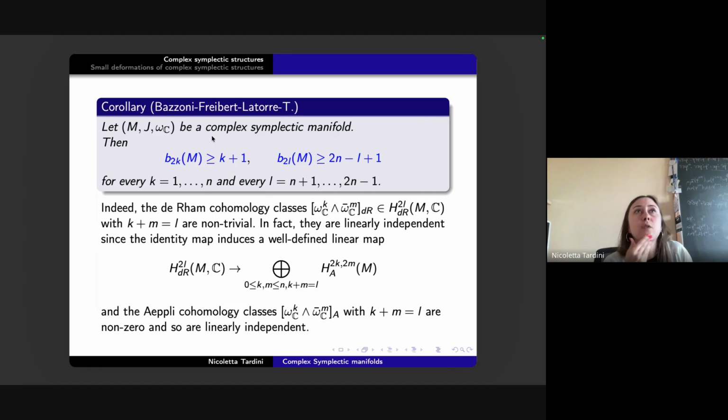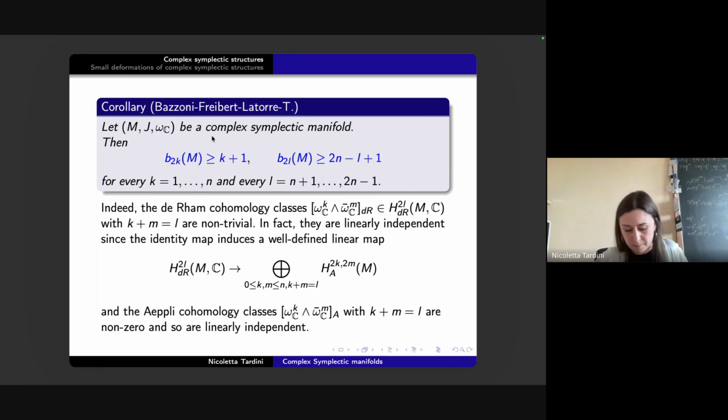For instance, essentially what we are saying is that for the Betti number b_4, you have, as non-trivial representatives, omega squared, omega wedge omega bar, and omega bar squared. So it is at least 3, and so on. Okay, so this is essentially what we are saying.